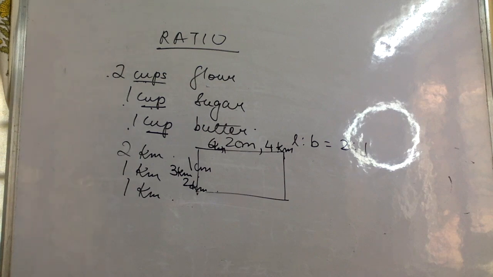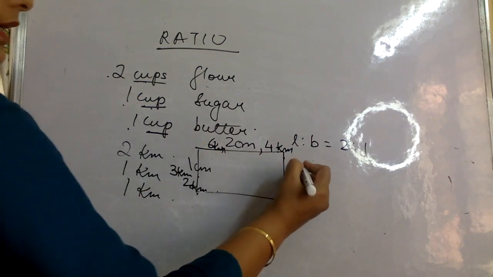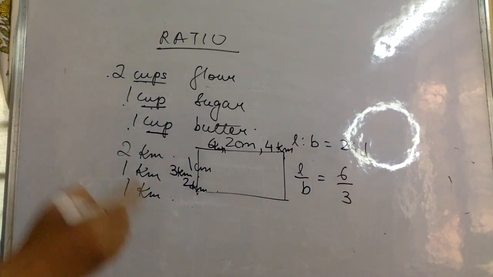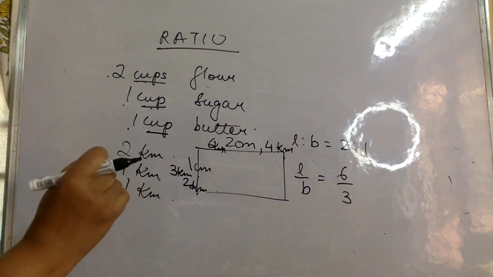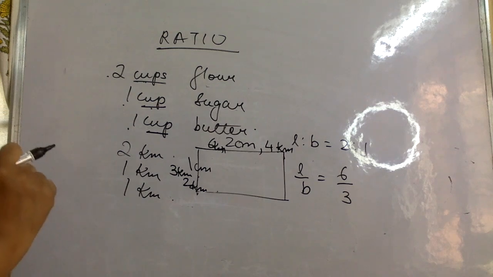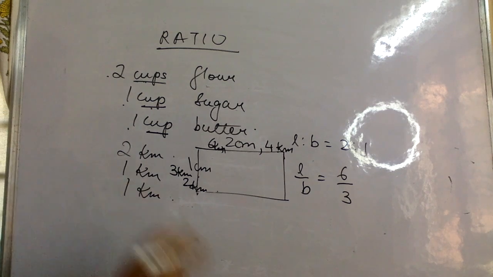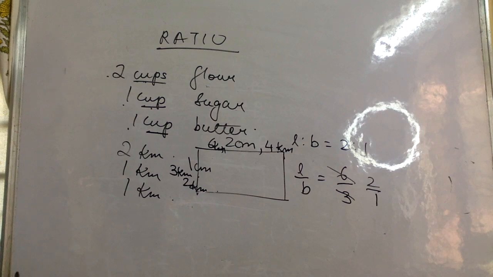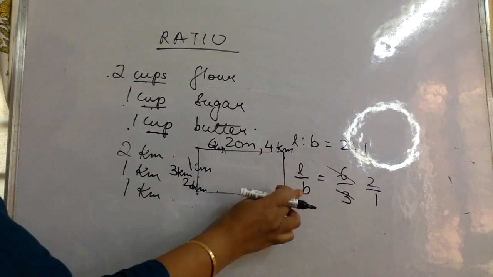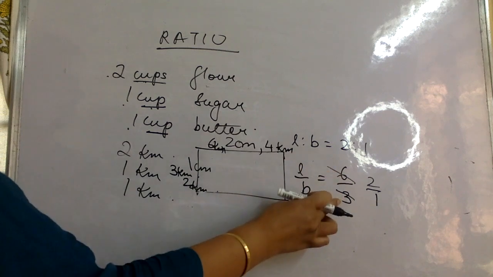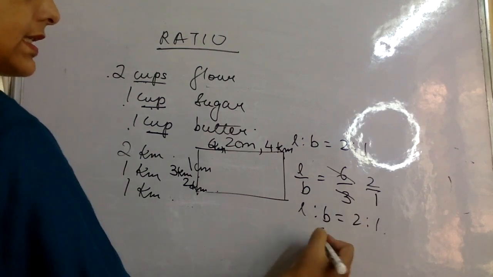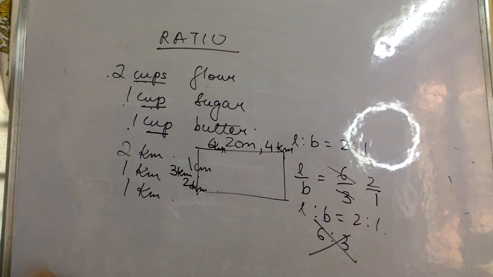Now here another thing, I was just writing L is to B is 6:3. Now remember, ratio always has to be written in the simplest form. Therefore for L by B, you have to reduce this till you reach the simplest form. So L is to B is 2:1. 6:3 is not the ratio. Only 2:1 will be called the ratio.